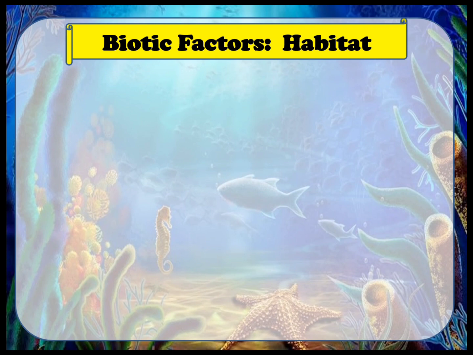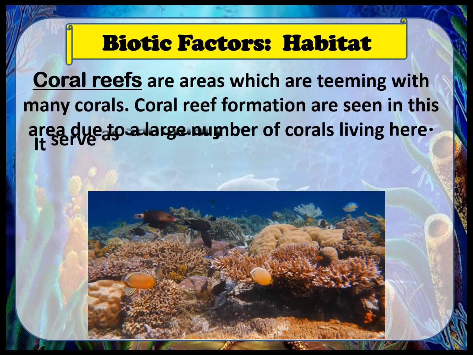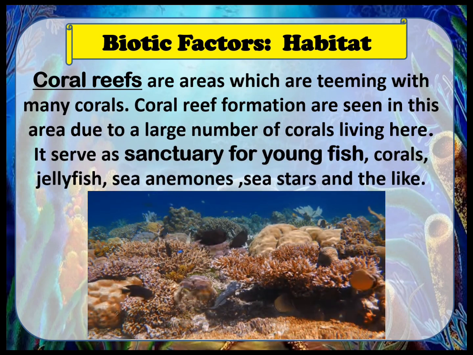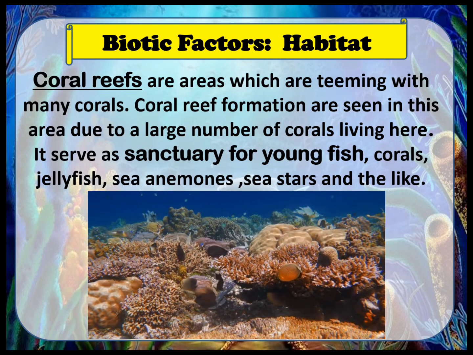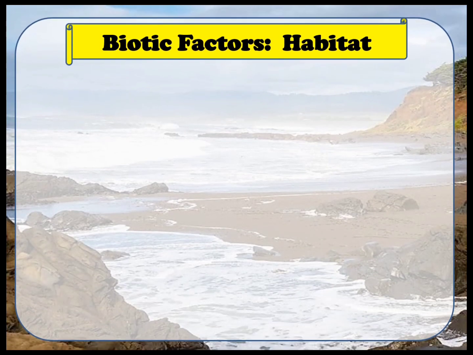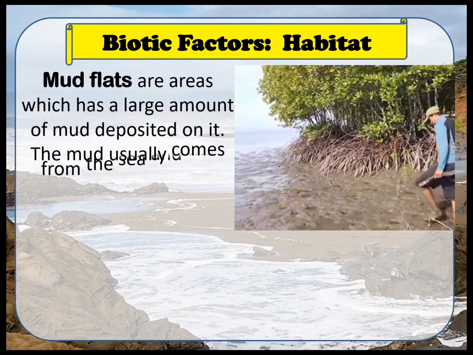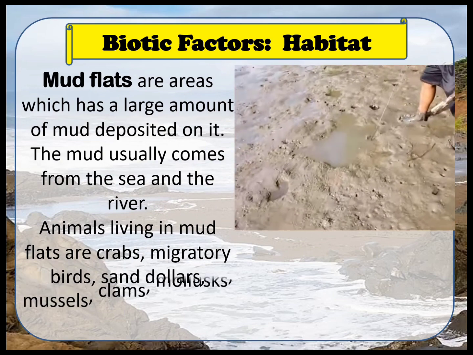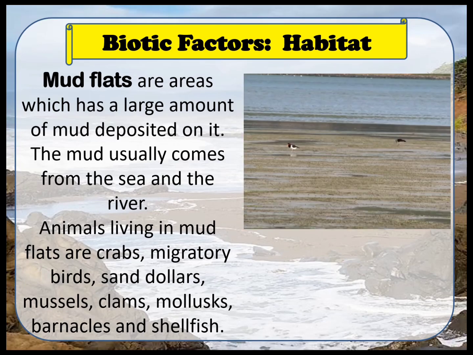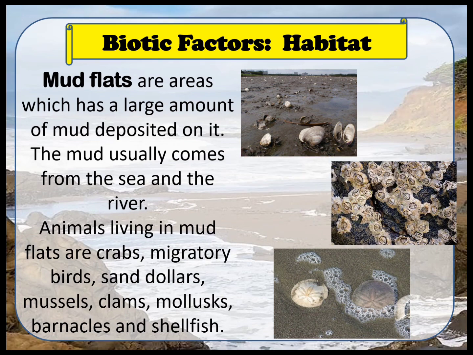Coral reefs are areas which are teeming with many corals. Coral reef formations are seen in this area due to a large number of corals living here. It serves as a sanctuary for young fish, corals, jellyfish, sea anemones, sea stars, and the like. Mudflats are areas which have a large amount of mud deposited on them. The mud usually comes from the sea and the river. Animals living in mudflats are crabs, migratory birds, sand dollars, mussels, clams, mollusks, barnacles, and shellfish.